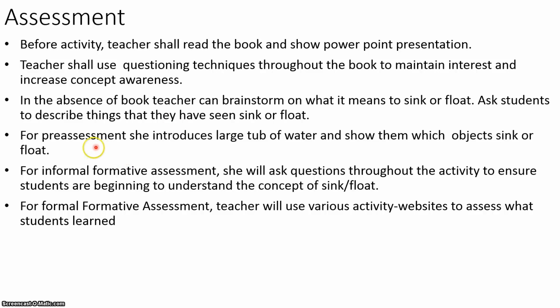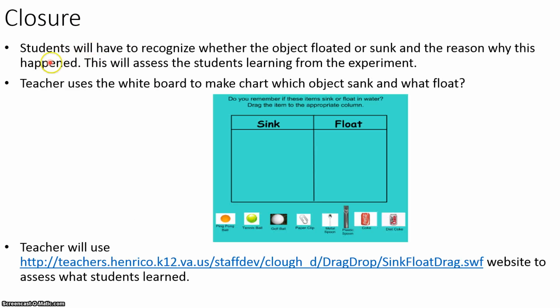For pre-assessment, she introduces a large tub of water and shows them which objects sink or float. For informal formative assessment, she will ask questions throughout the activity to ensure students are beginning to understand the concept of sink or float. For formal formative assessment, the teacher will use various activities. There are different websites to assess what students learned. At the end, students will have to recognize whether the object floated or sank and the reason why this happened. It's only grade 1, so maybe they are not aware of the reason, but at least they can tell by weight, not the density. This will assess the students' learning from the experiment.